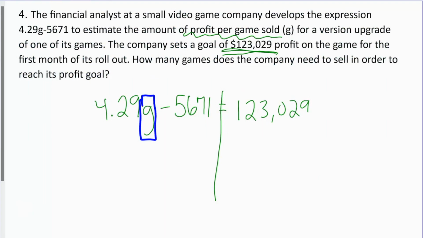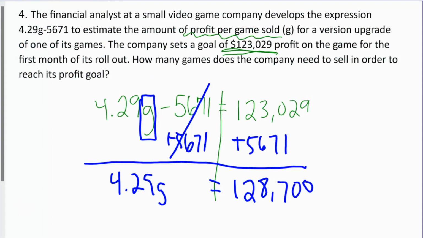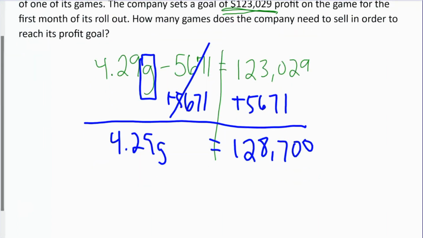We want to figure out how many games they have to sell in order to reach their goal. So I'm going to start by adding the 5,671 to both sides. Move that over first. We're going to have 4.29g, and then these are going to cancel out. And we're going to go ahead and add these two numbers, which is going to get us 128,700.